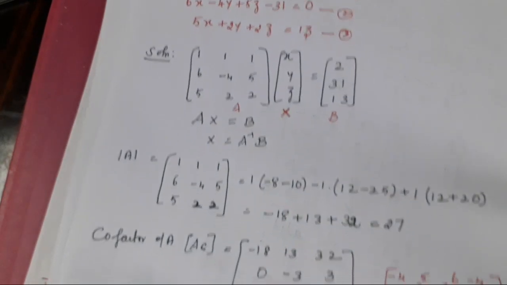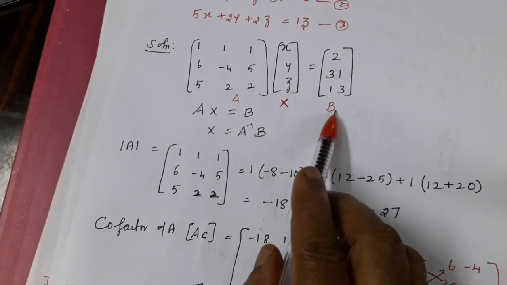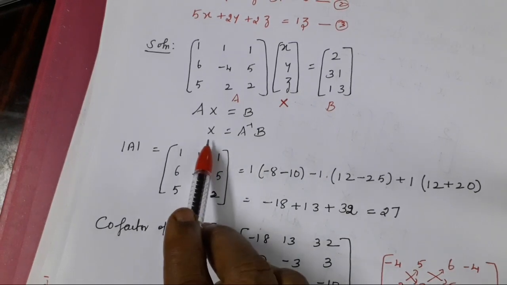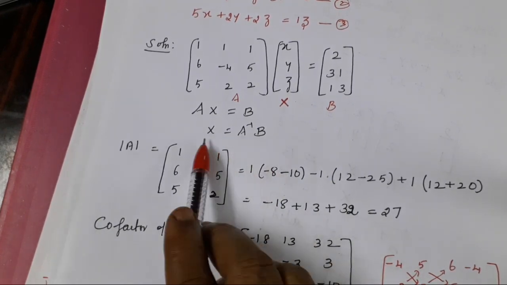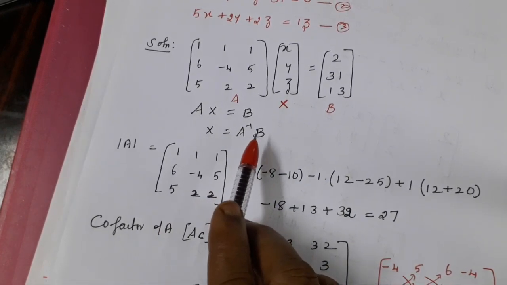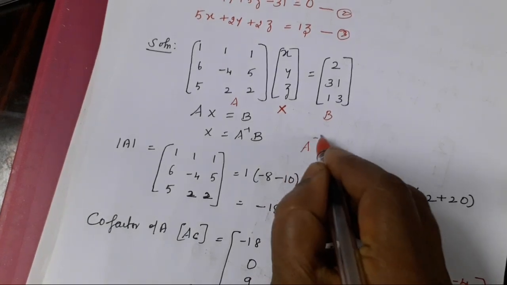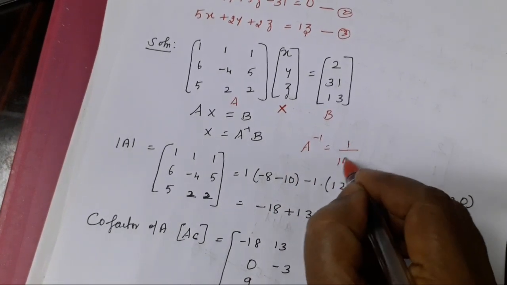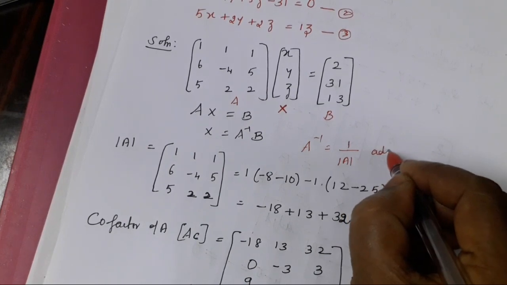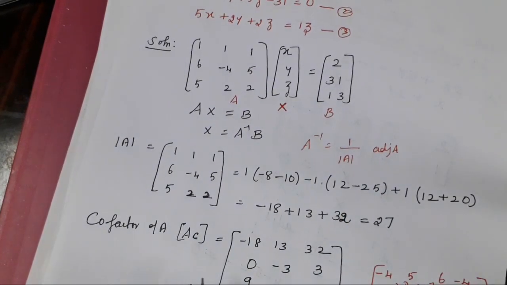Now what is the formula for AX = B? AX = B, X is equal to what? X is equal to A inverse of B. How to find A inverse? Again I will rewrite: A inverse equals 1 by determinant of A into adjoint of A.